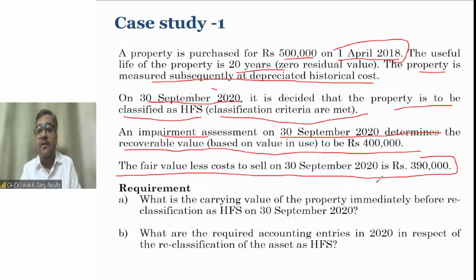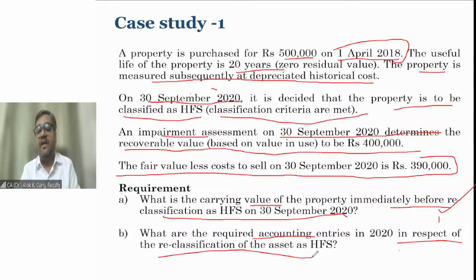How do you compute your non-current asset held for sale value? Step number one, compute the carrying value as per the respective standard on the date of classification as held for sale. Step number two, compute the fair value less cost to sell of that particular asset. Step number three, recognize or measure the non-current asset held for sale at the lower of step number one and step number two. Requirement: what is the carrying value of the property immediately before reclassification as held for sale on 30th September 2020? What are the required accounting entries in 2020 in respect of the reclassification of the asset as held for sale?